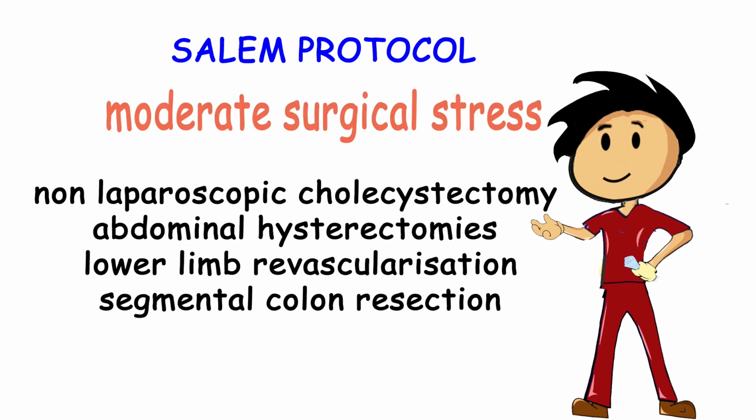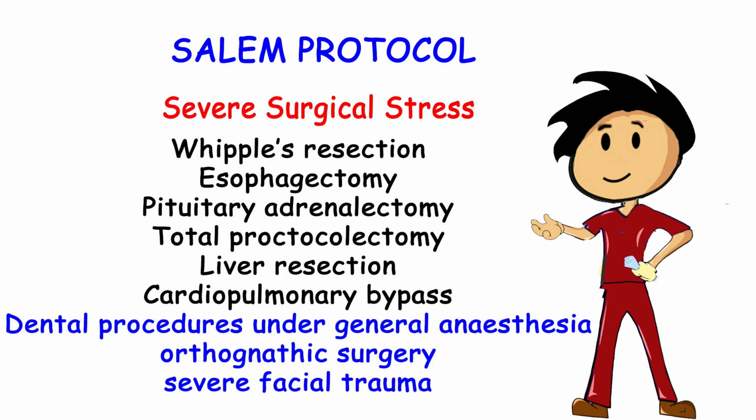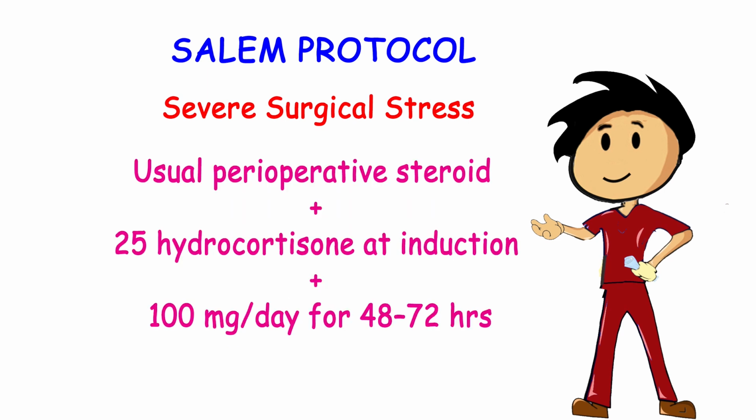Moderate surgical stress such as non-laparoscopic cholecystectomy, abdominal hysterectomies, lower limb revascularization, segmental colon resections, etc. need 25 mg of hydrocortisone at induction with 100 mg per day for 24 hours, with the existing dose and the required intraoperative dose. Severe surgical stress such as Whipple's resection, esophagectomy, pituitary adenectomy, total proctocolectomy, liver resection, cardiopulmonary bypass, dental procedures under general anesthesia, orthognathic surgery, severe facial traumas, etc. need 25 mg hydrocortisone at induction with 100 mg per day for 48 to 72 hours in addition to the existing dose and the required intraoperative dose.